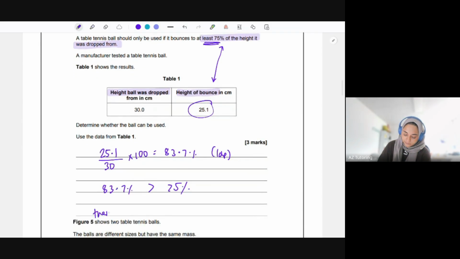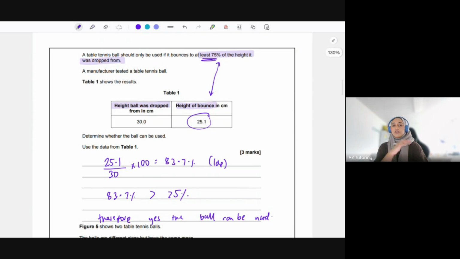So therefore, yes, the ball can be used. So with a lot of calculation questions, it's not necessarily using the equations that you've been given. Sometimes it's just basic GCSE maths.